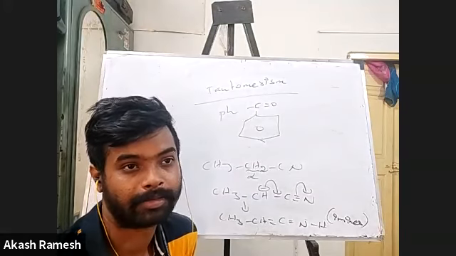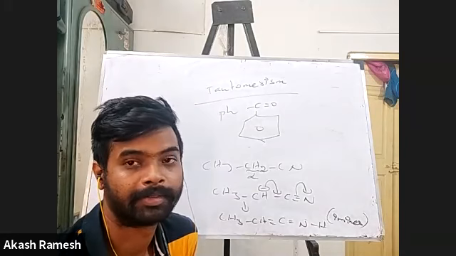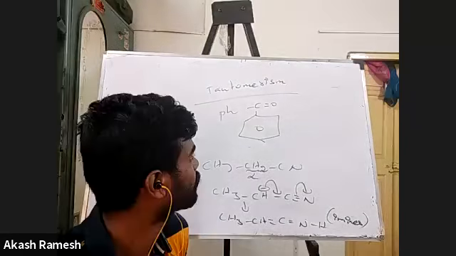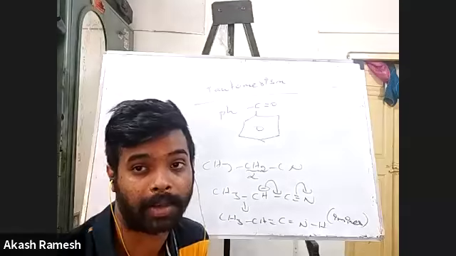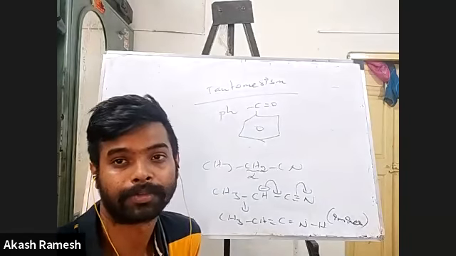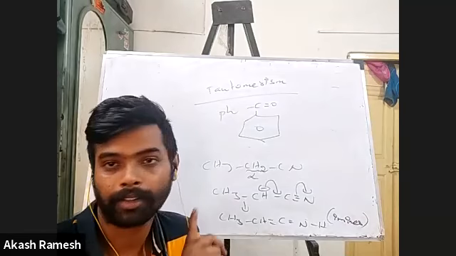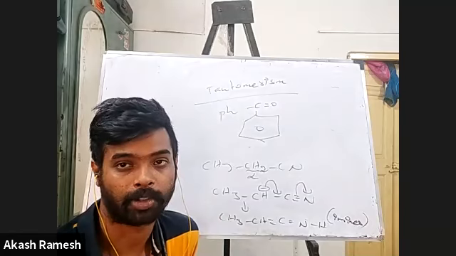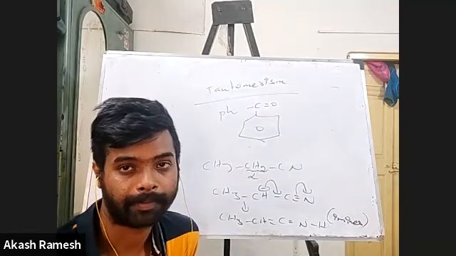Another reason? If you look at this properly, sir, there is no alpha hydrogen, sir. That's the answer which I was expecting. There is no alpha hydrogen for me to first of all remove. Correct. So whenever you see there is no alpha hydrogen, tautomerism is not possible. Please keep this in mind.